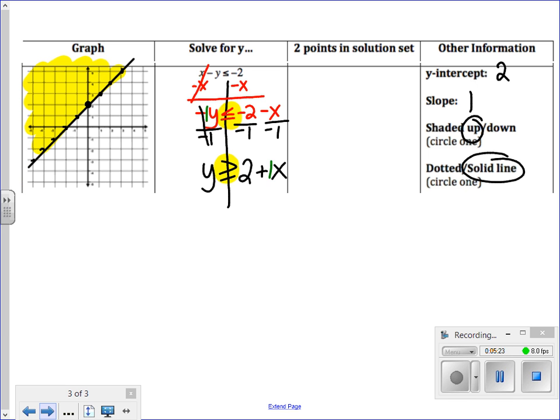So I've shaded above. I need to now pick 2 points that are in that solution set. I'm going to choose this point and that one. So I end up with the points (1, 4) and (-4, 0). Those are 2 points in my solution set.